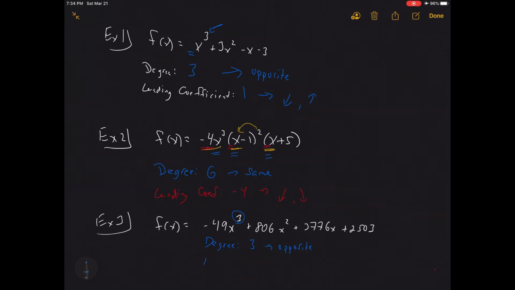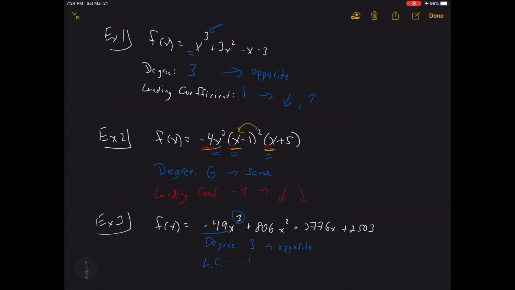The leading coefficient, I'll just call it the LC for right now. I want to make sure you understand it's not the biggest number that's being multiplied times a variable, because in that case that would be this one right here. That's not the leading coefficient. The leading coefficient is always going to be the one that's multiplied times the highest power degree term.